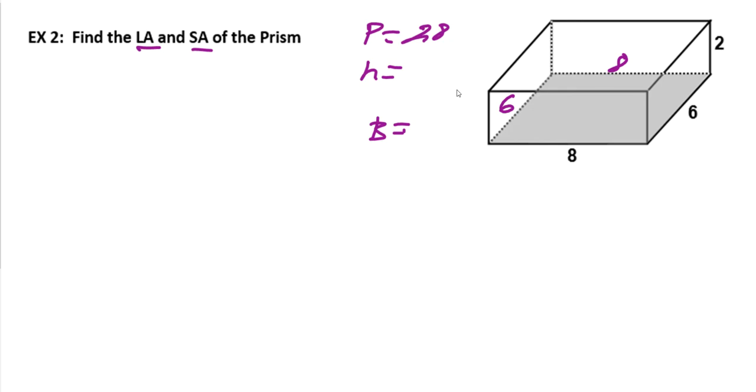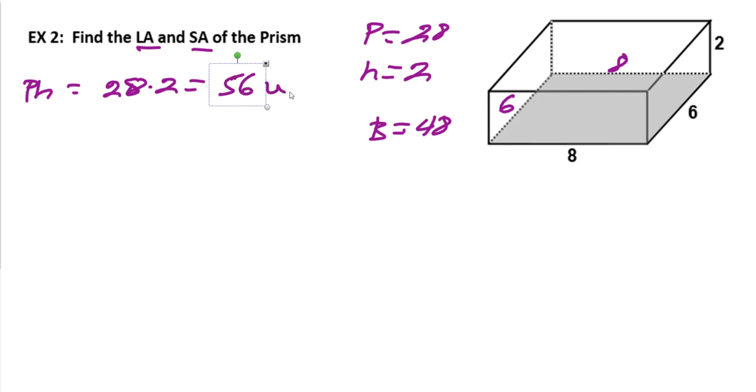Height is what connects the two bases. Area of the base, since this is a rectangular prism, this should say rectangular prism in the directions, is 8 times 6, which is 48. Okay. So there's your lateral area, perimeter times height. That's an 8. So 28 times 2 gives me 56. 56 units squared.